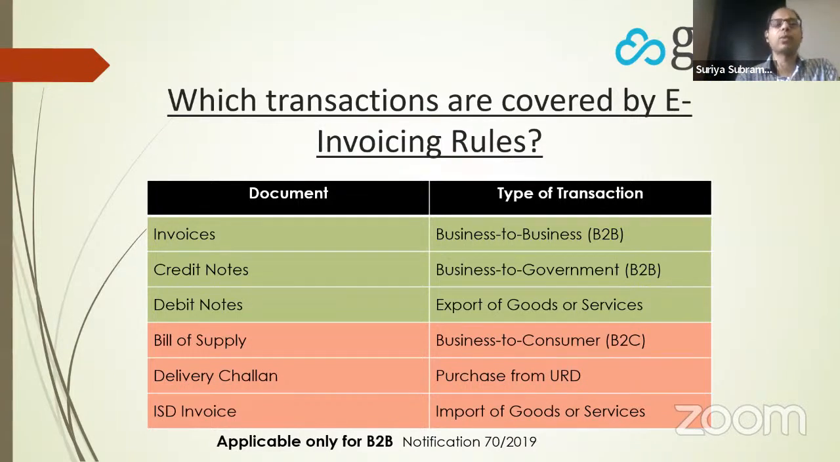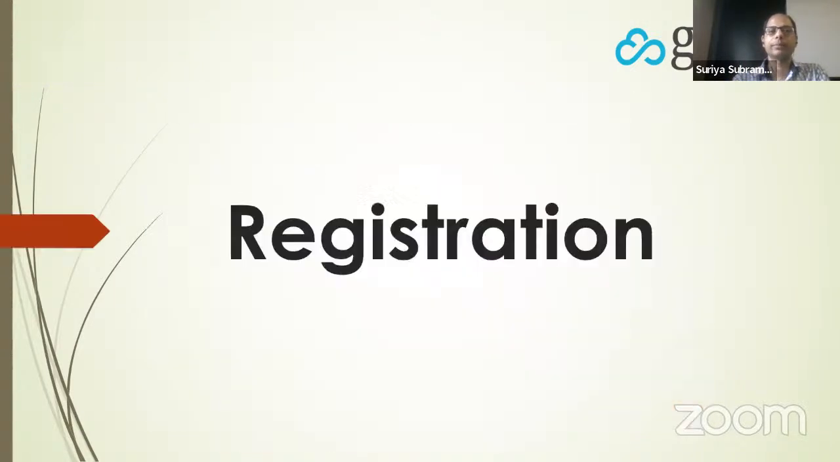Also, purchases from URD. There is a practice where businesses record their purchase from an unregistered supplier. Usually this could come under reverse charge. They enter it in their books of accounts. For these types of transactions, there is no registration in the portal that is necessary. If you are importing goods or services, no such registration is necessary. So finally, B2B, B2G and export transactions for invoice, credit notes and debit notes. Only these transactions are applicable for e-invoicing.